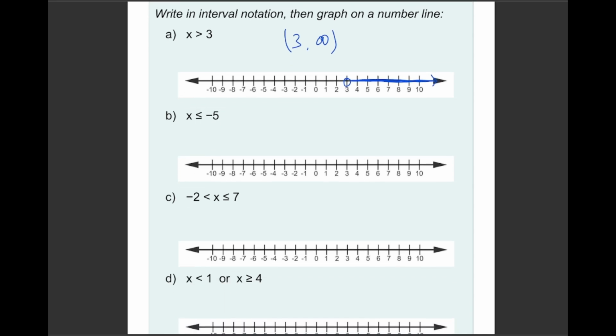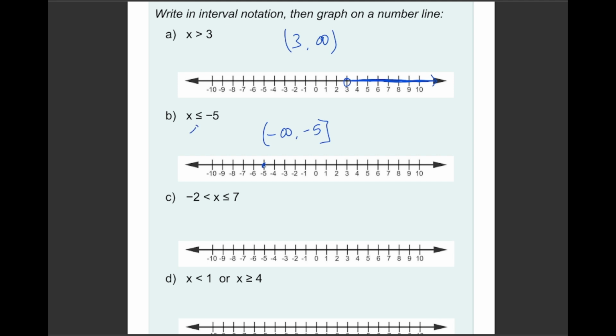Now, similar idea for x less than or equal to -5. We want all numbers less than -5, and we'll also include -5. So that'll be from -infinity up to -5. We always use parentheses with infinities, and we're going to use a bracket around -5 to show that it's included because we have that or equals to in the symbol here.